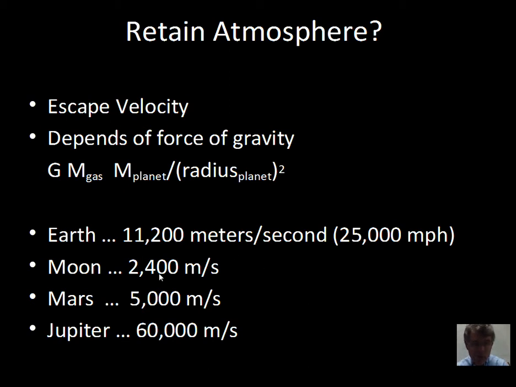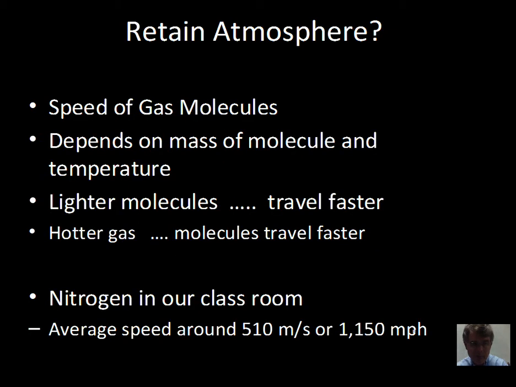The Moon, only 2,400 meters per second. The Moon has much less mass than the Earth. It's a little smaller also, that makes gravity stronger, but the mass is the primary effect here. Mars, 5,000, about half the speed of the Earth. Jupiter, 60,000 meters per second. Jupiter has a very large mass. Its escape velocity is very large. It has a large force of gravity on the molecules in its atmosphere.